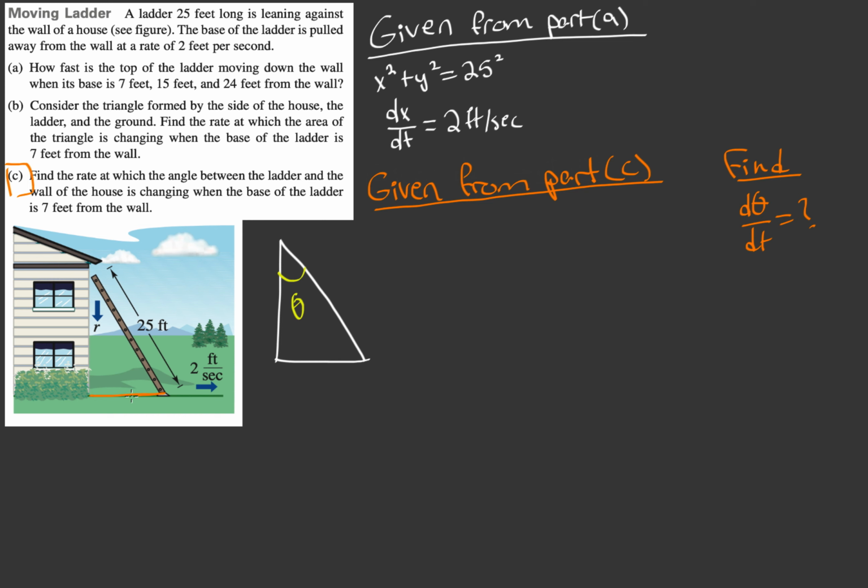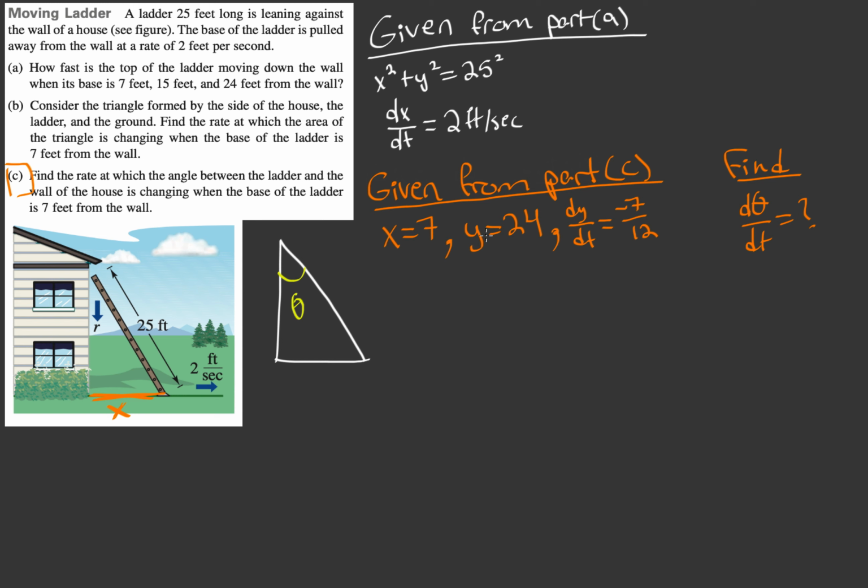If we consider the base of our ladder as x, we can say x equals 7. Based on the given equation that we found in part A, we can say y is equal to 24. You just plug in and solve. And since x equals 7 and y equals 24, we have dy dt is equal to, and if you've already watched part A, you would know the answer to this. If you have not watched part A, go watch it so you can figure out how to find the answer. But dy dt is negative 7 over 12.